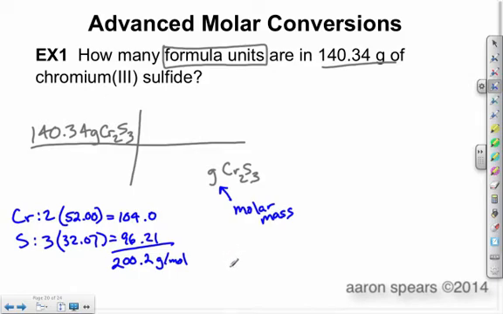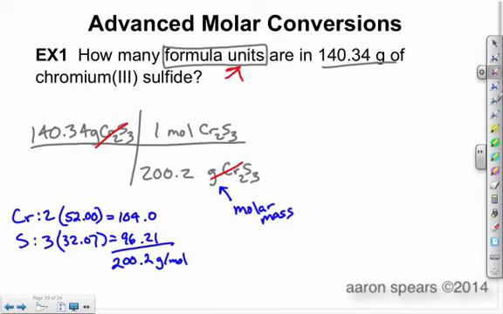Now, before I can get to formula units, I've got to change these grams into moles using molar mass. So I'm going to put the molar mass in grams down below with the grams, and then this is equal to 1 mole of chromium-3 sulfide. Grams cancel out, and I'm left with moles of chromium-3 sulfide. This is not what I'm asked to find. I'm asked to find formula units.